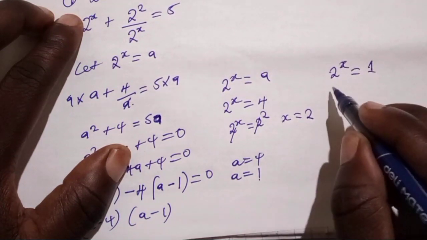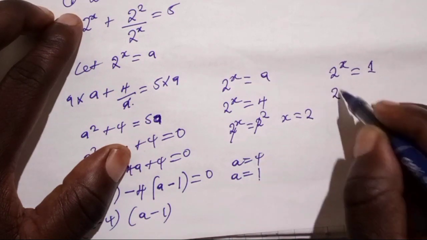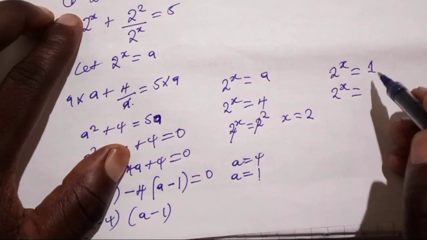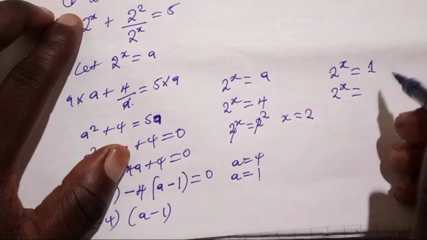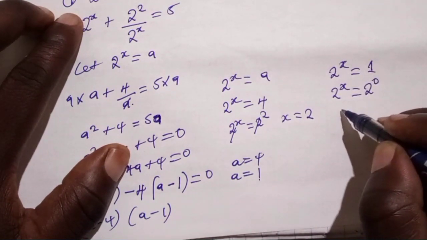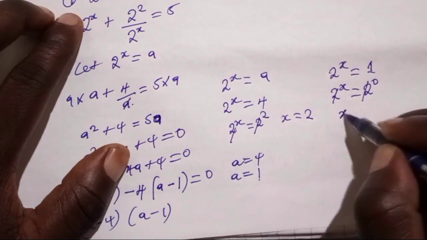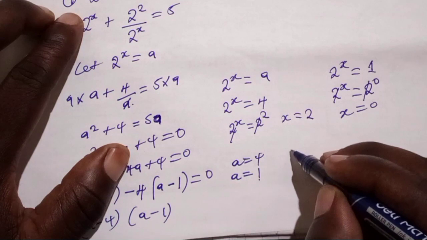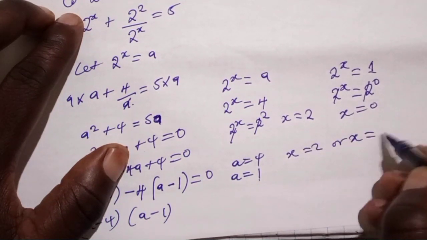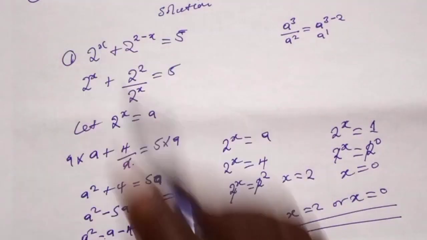And when 2 to the power x is equal to 1, for it to become 1, that means there was a number which was the power 0. So that number is 2 to the power 0. The bases are the same, so we only compare the powers. So x equals 0. So our values for x are x equals 2 or x equals 0. These are our answers for this question.